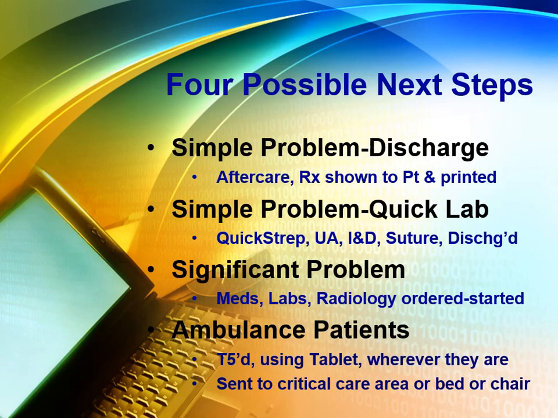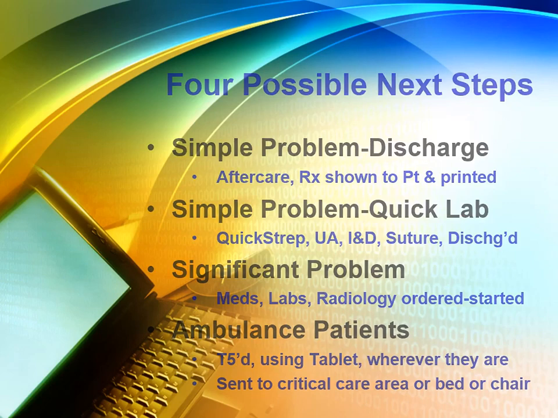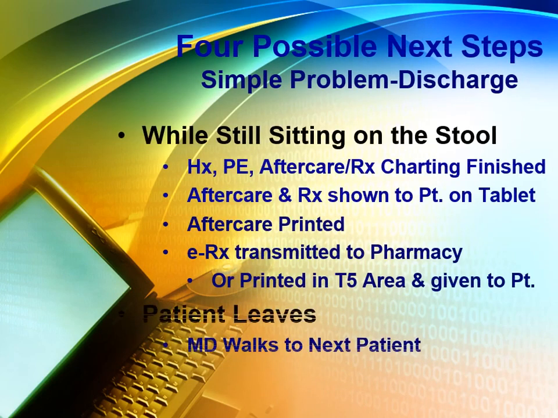Or 3, if she has a more significant problem where meds, labs, radiology are ordered by Dr. Gandy and started by the RN, and then Betsy is sent to a regular bed in the emergency department area. Or 4, if Betsy was an ambulance patient. Ambulance patients are T5'd using the tablet wherever they are, right on the ambulance gurney, and then sent to either a critical care area or another bed or a chair. And the labs, meds, x-rays can be ordered right then and there also.